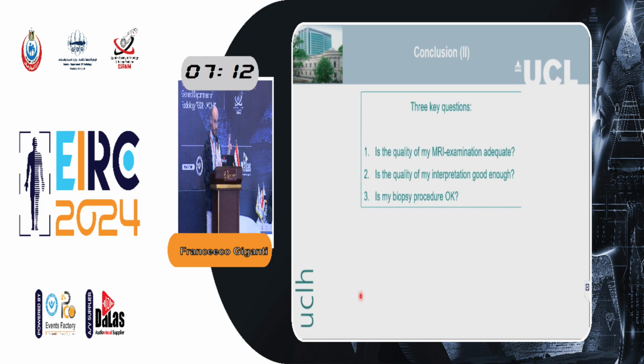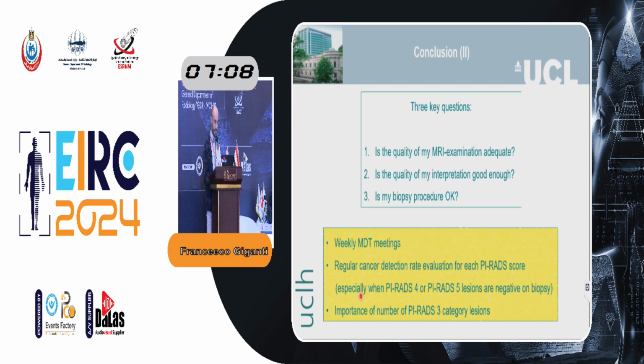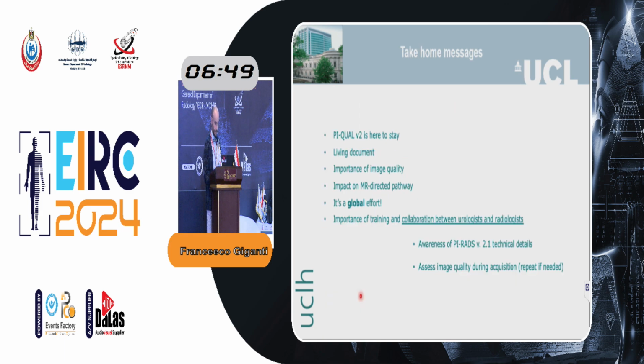So the 3 questions that we should always ask ourselves are: is the quality of my examination adequate? Is the quality of my reading good? And is the procedure of the biopsy okay? And for this, it's really important to discuss the cases with your local urologist, and also to know how many times you are calling PI-RADS 3 lesions that are not significant.